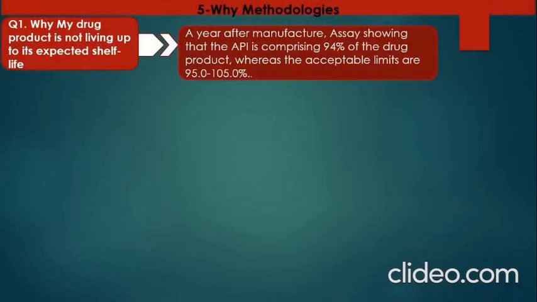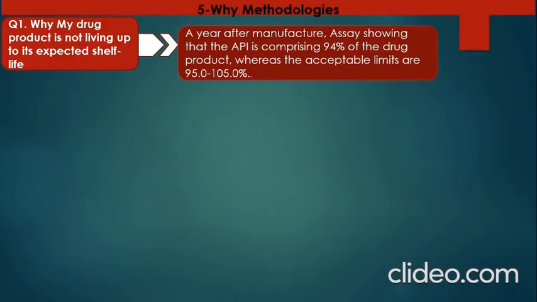The problem is my drug product is not living up to its expected shelf life. That means the product is failing the assay after 1 year of manufacture. The first question: why is my drug product not living up to its expected shelf life? The answer: after a year of manufacturing, the assay shows that API comprises 94% of the drug product, whereas the accepted limits are 95 to 105%.